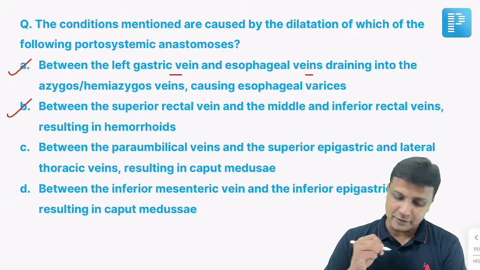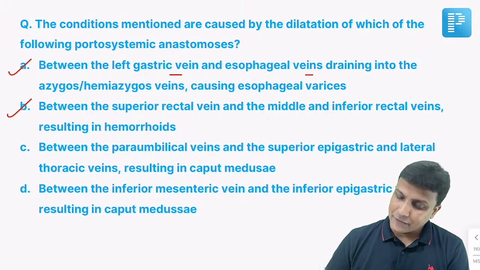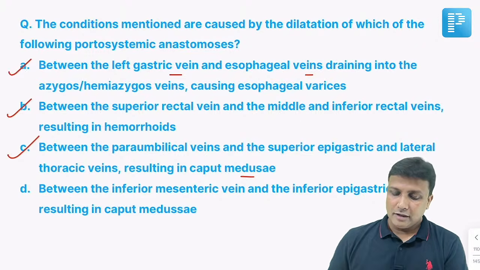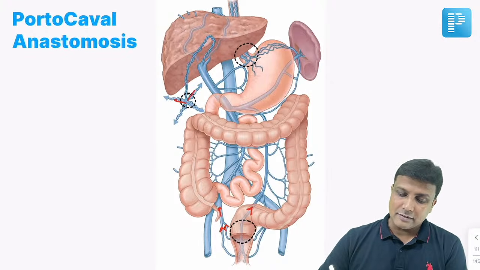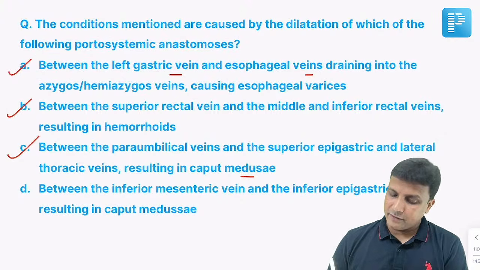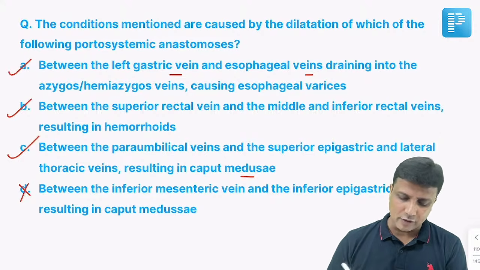and that is the reason why this answer is also right here. Between the para-umbilical veins and superior epigastric and lateral thoracic vein resulting in caput medusae. Absolutely correct. The caput medusae is actually because of this para-umbilical veins surrounding that one. Between the inferior mesenteric vein and inferior epigastric vein resulting in caput medusae, no. In caput medusae, para-umbilical veins will be involved. So this is a wrong statement here.